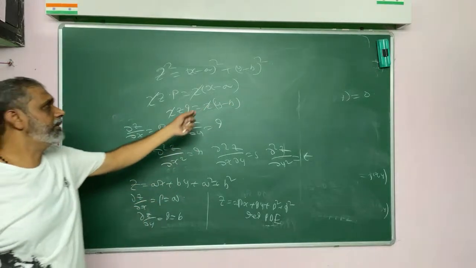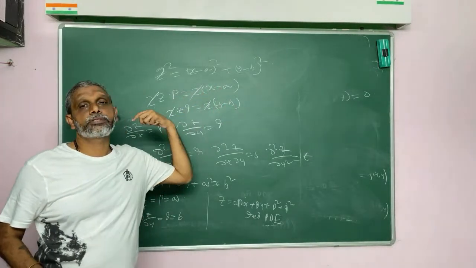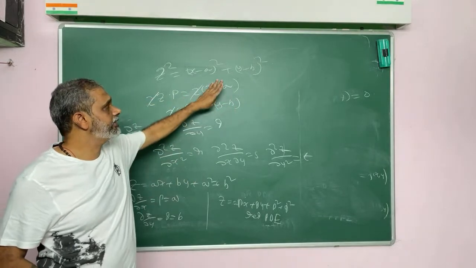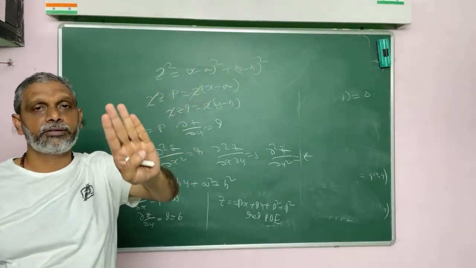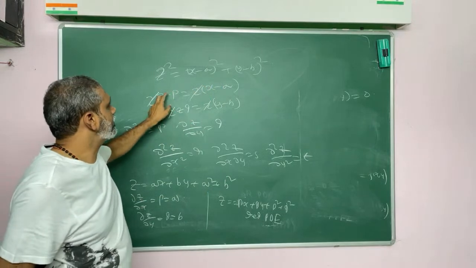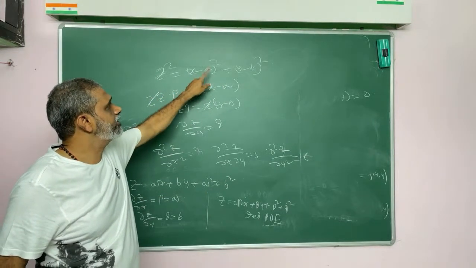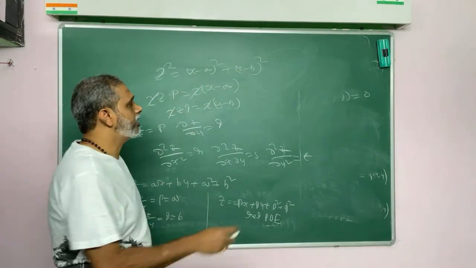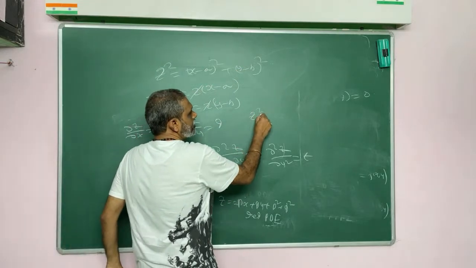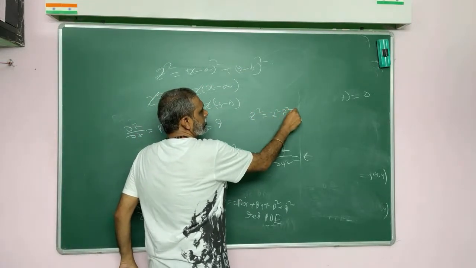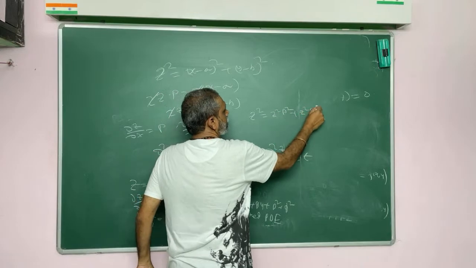So no need to prepare a is equal to something, b is equal to something, because x minus a itself I am preparing as one block. So from this, what will I get? x minus a is equal to zp. So z square p square, z square q square. So my answer is what? z square is equal to z square p square plus z square q square.